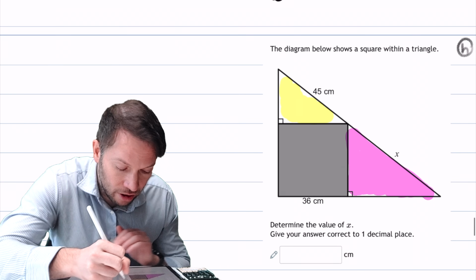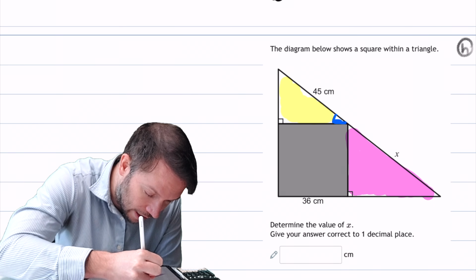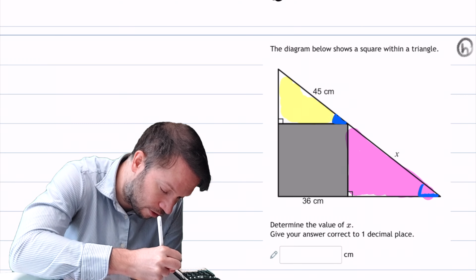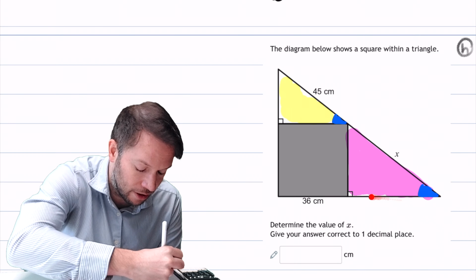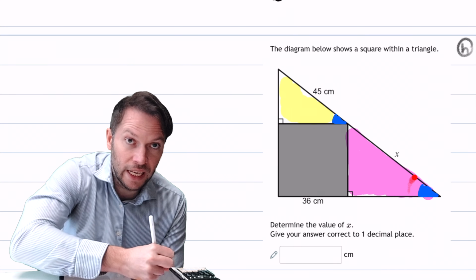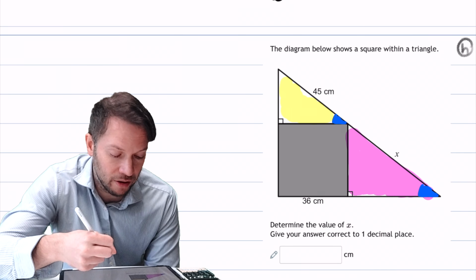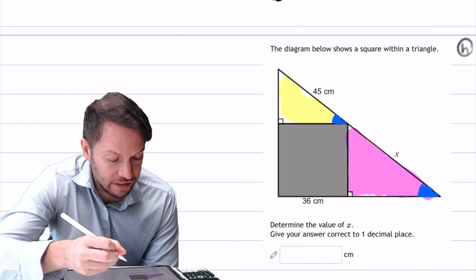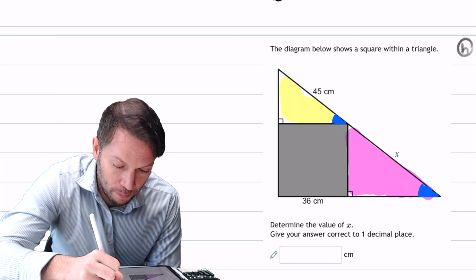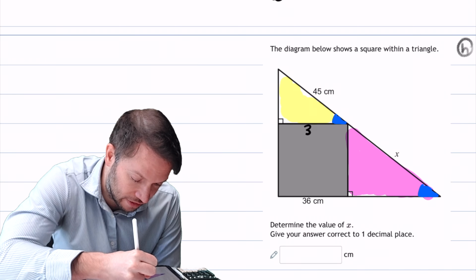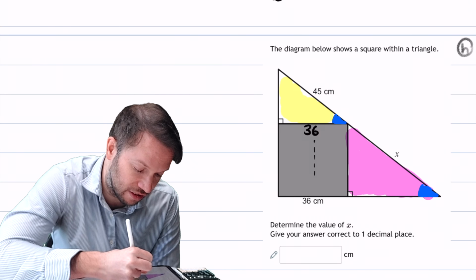And we also know that this angle here is going to be the same as this angle here, because if you think about it, these lines here are parallel, and so these are corresponding angles, F angles, you might have heard them described as. Okay, so they're similar, so all the lengths must scale in the same way. Now, we know the bottom length of the yellow triangle is 36, because that's just opposite sides of the square.